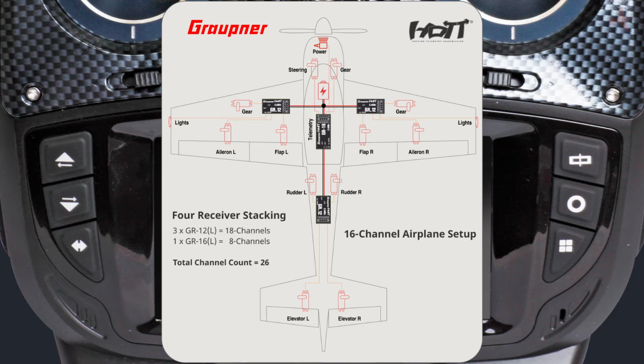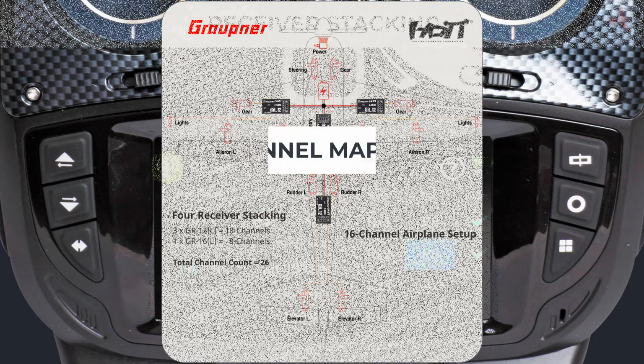This creates a very clean and manageable installation, which reduces the chances for defects and provides a level of redundancy in case one of the wings fails during flight. The possibilities are endless when using receiver stacking, and we highly recommend trying it out.